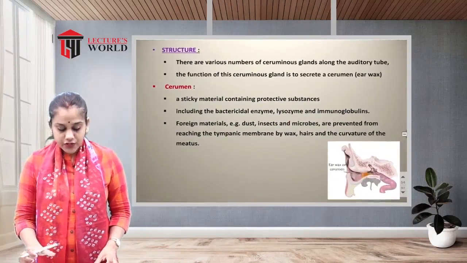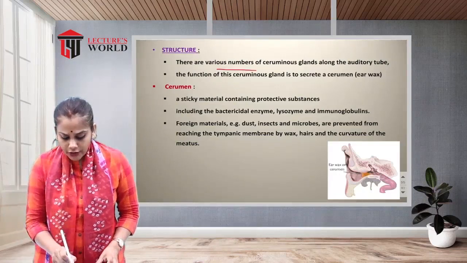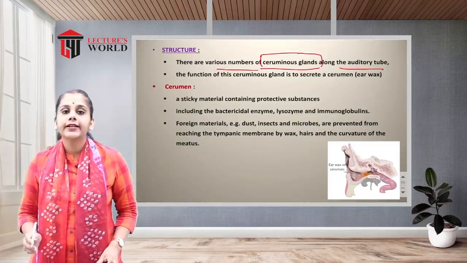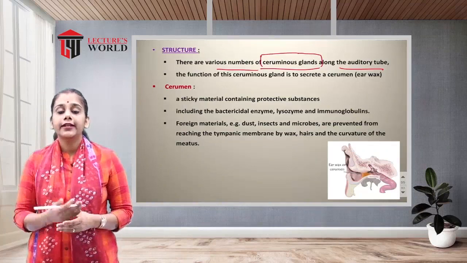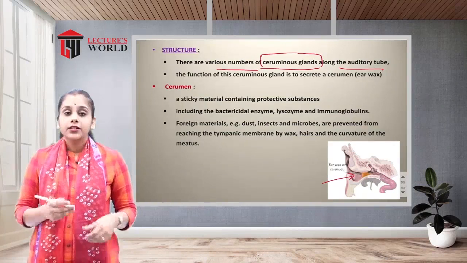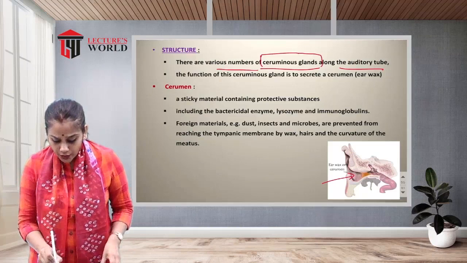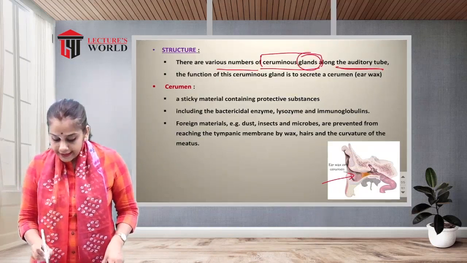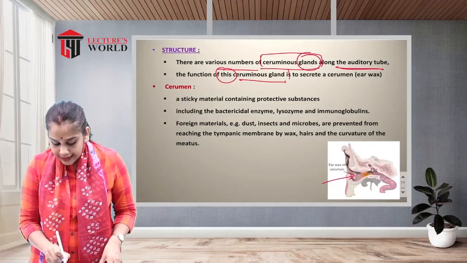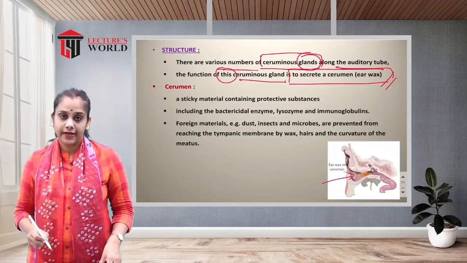So now we will see the structure of the external auditory canal. There are numerous ceruminous glands along the auditory tube, inside of the auditory tube. Their function is to secrete the cerumen. Cerumen is also known as earwax.